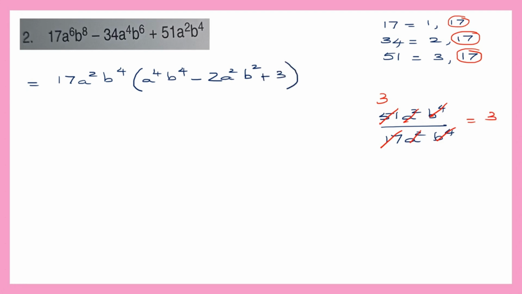So this is our final answer. So what do we have here? 17a square b to the power of 4 into a to the power of 4 b to the power of 4 minus 2a square b square plus 3. When you multiply this, you get back the original expression, so we have factorized this into its factors. So these are the factors and this is our answer.